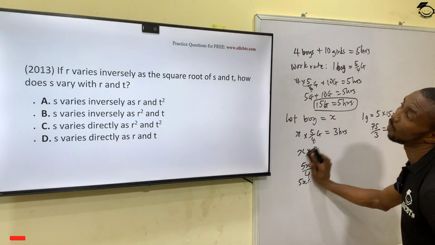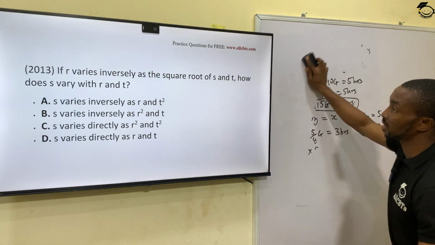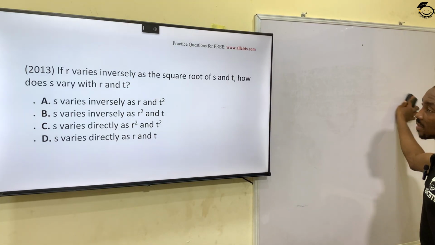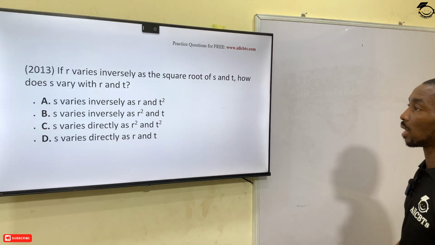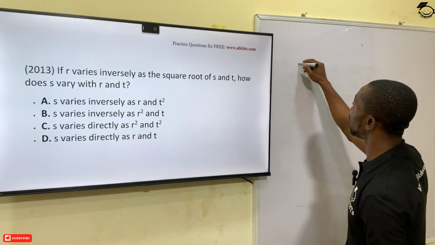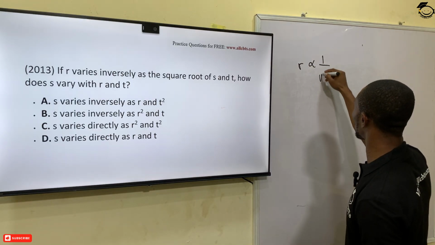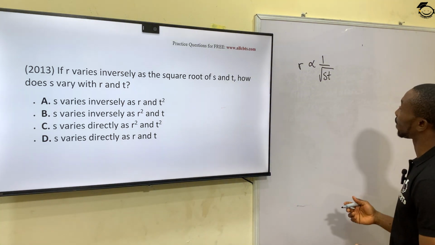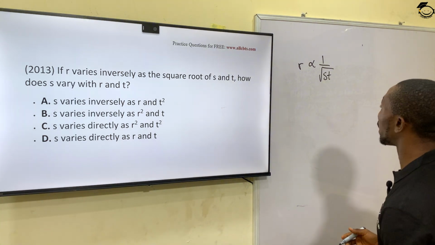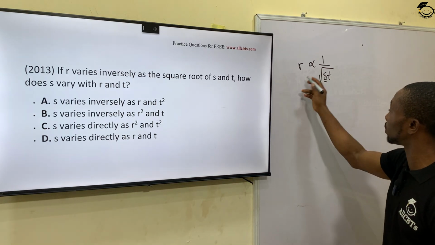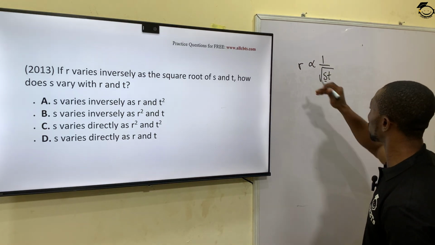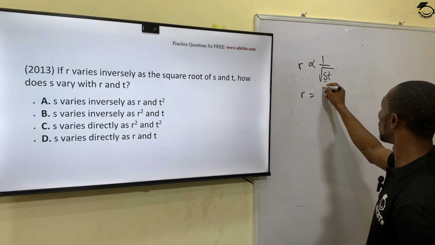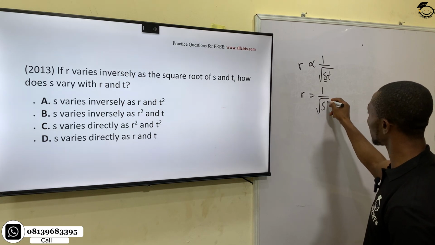If r varies inversely as the square root of st, how does s vary with r and t? Now, if r varies inversely as the square root of st, how does S vary with R and T? So we are asked to make S the subject of the formula. Now, before we do that, we introduce our constant here as R equals 1 over root ST.